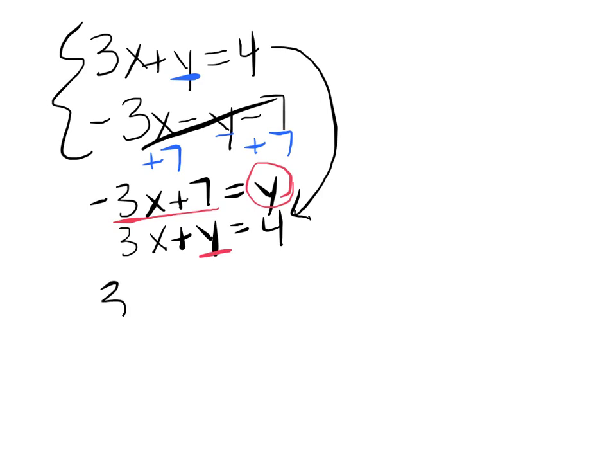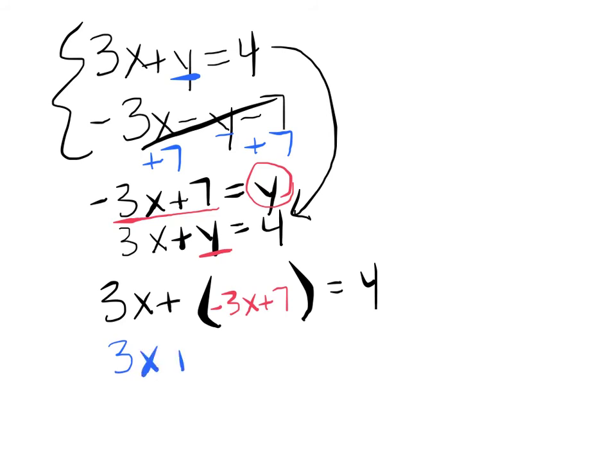So 3x plus big gaping hole where y was equals 4. Inside that big gaping hole, we're going to put negative 3x plus 7, substituting into the game. Alright, now I put them in those parentheses. Do I need to keep those parentheses there? Is there any distributing that needs to happen? Not in this case. So 3x plus negative 3x plus 7 equals 4.